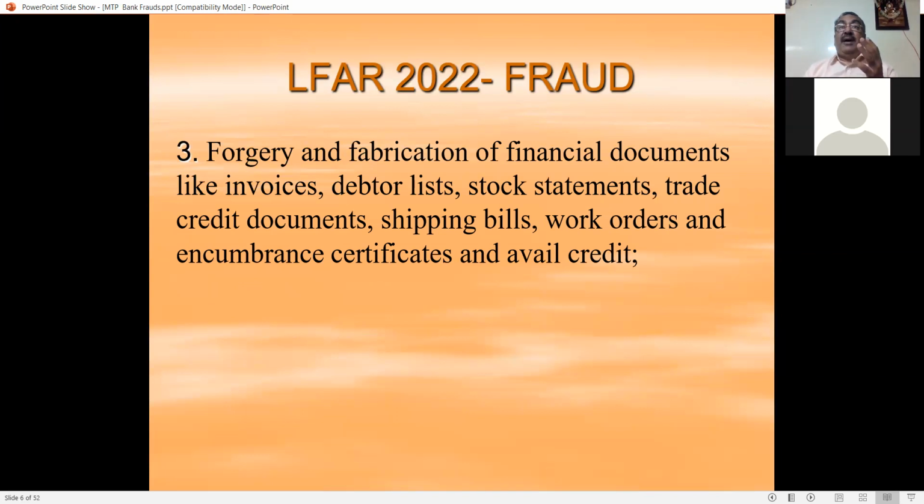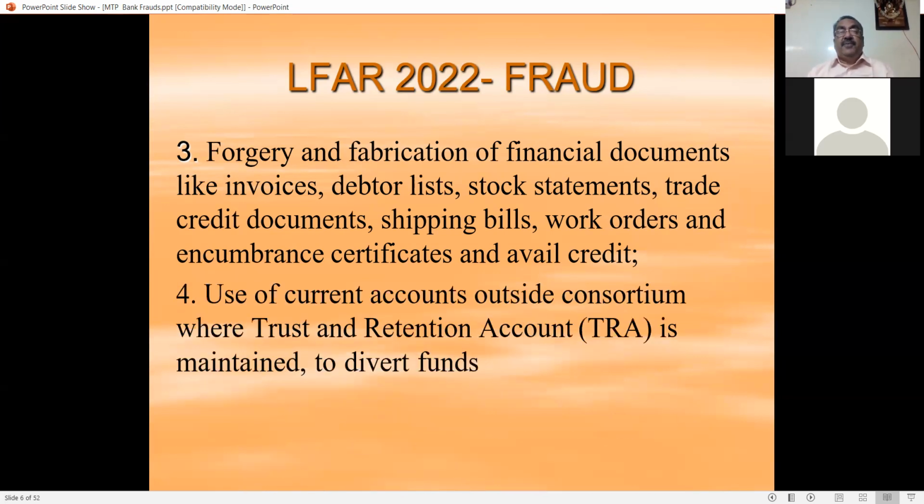They say that fabricated invoices. So you are saying that invoice is available. You have to see whether that invoice is genuine or not. You have verified the debtor list, and you have to see whether all those data are fabricated or forgery one. So they are pulling you to comment on this. So you have to be very, very careful. So current account outside the consortium.